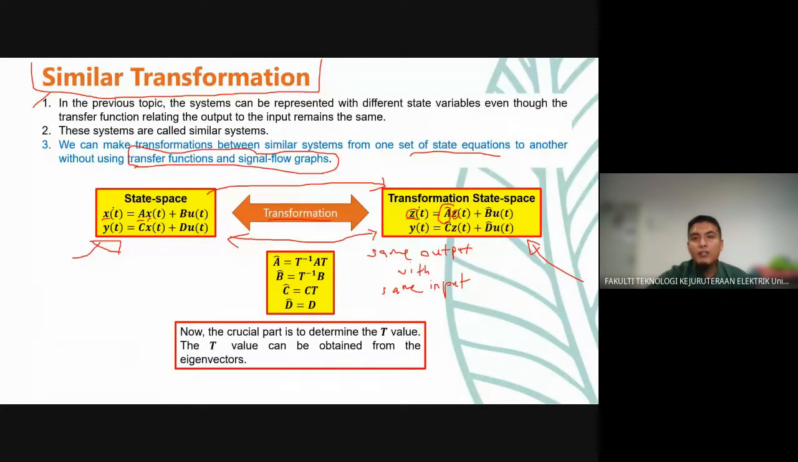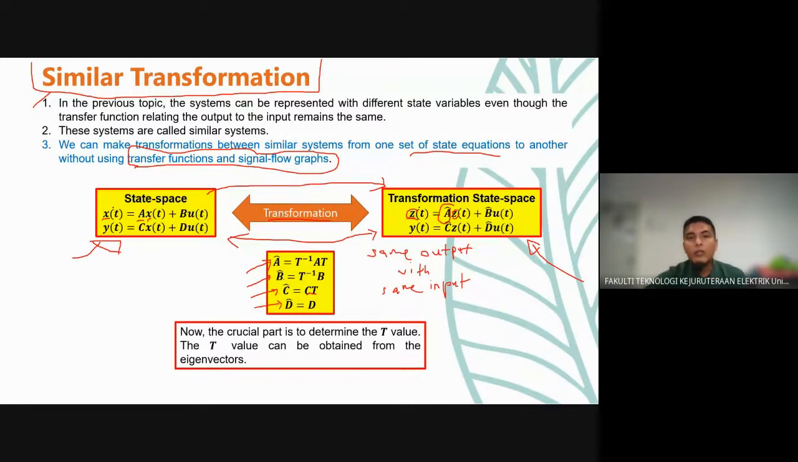So what is the formula for the A matrix? A hat matrix, this is the formula. A hat matrix is T inverse AT. The B hat is T inverse multiplied with B matrix. C hat equal to C multiplied with the T, and D hat is the same, equal to D.